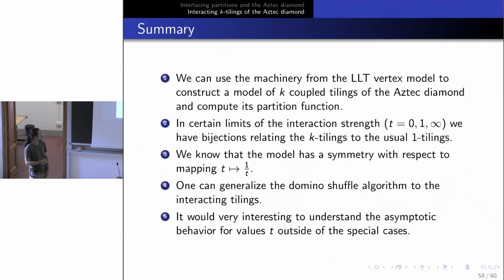Okay, and just another thing to note, the domino shuffle algorithm, if you're familiar with that, carries over very nicely to these k-tilings. It's how I made those simulations. It works almost exactly the same. So there are a lot of things in this model that generalize nicely what is already known about the usual Aztec diamond. And it'd be nice to be able to see what more we can get.